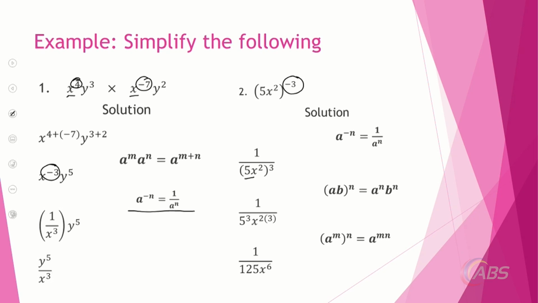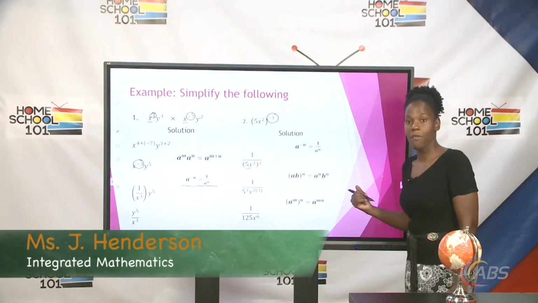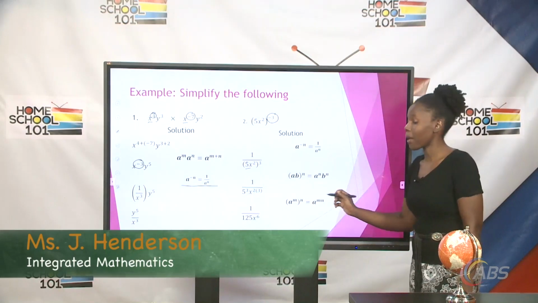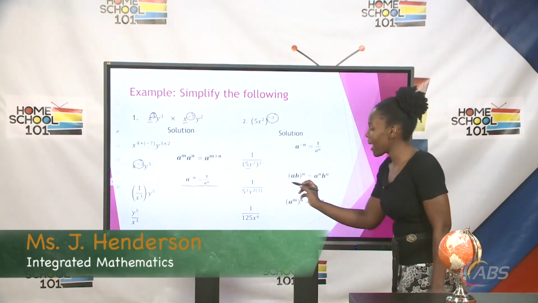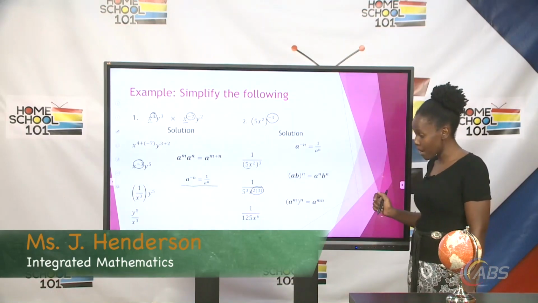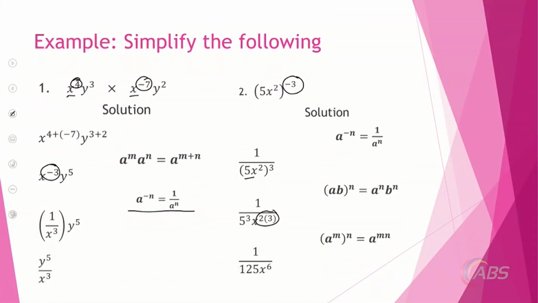We then apply this other rule which states that once I have a term in a bracket being raised to a power, and another power outside, I must multiply both powers. So for my x variable, I'm multiplying these two powers, 2 times 3, hence it becomes x to the power 6. So 5 to the power 3 would give me a value of 125, and x to the power 6.